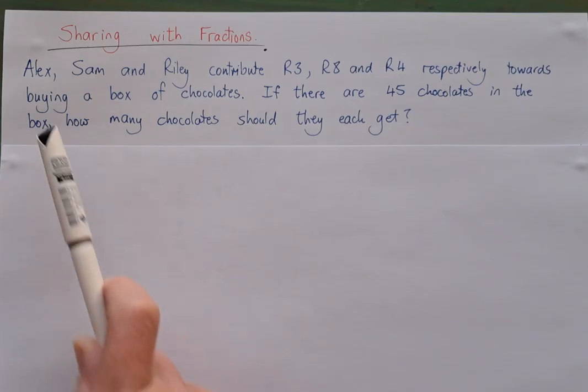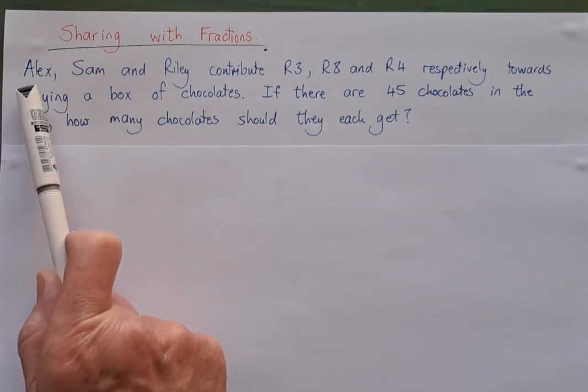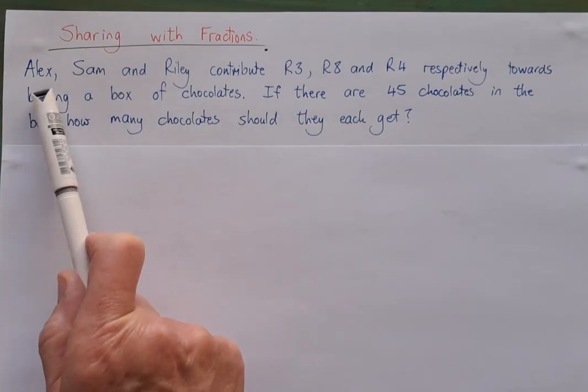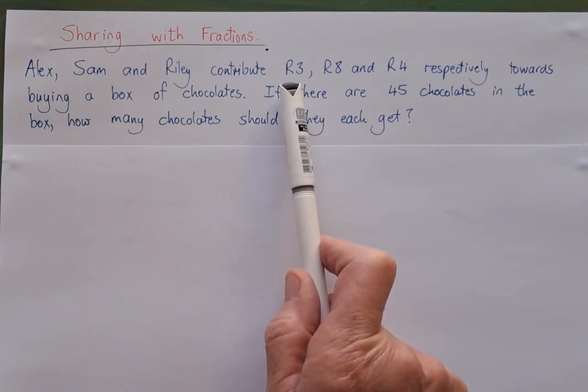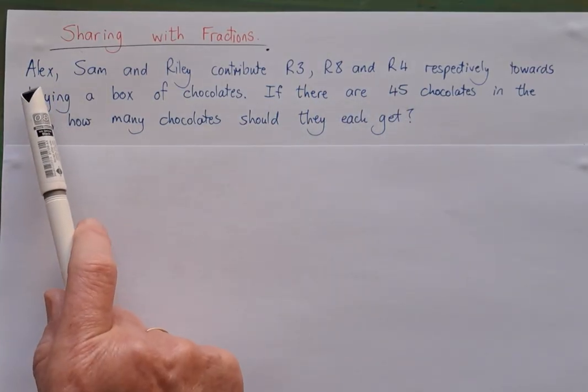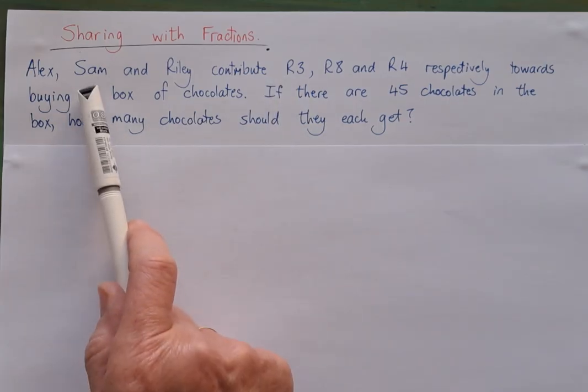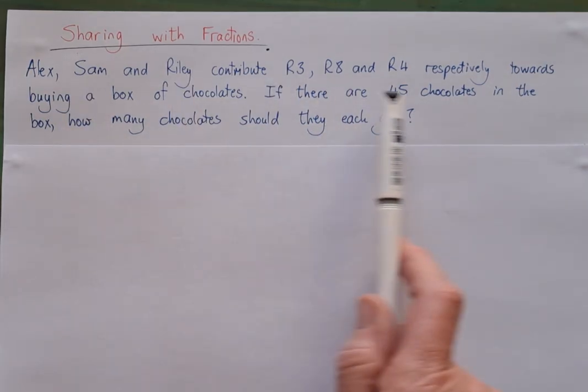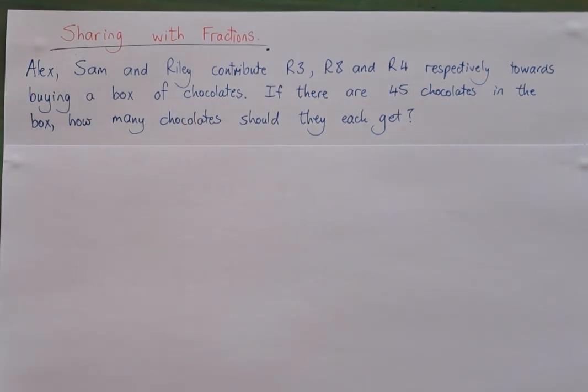Respectively means the way that I've named the people, the order in which I've named the people, corresponds to the order in which I've named the amounts that they've contributed. So in other words, Alex contributed 3 Rand, Sam contributed 8 Rand, and Riley contributed 4 Rand.